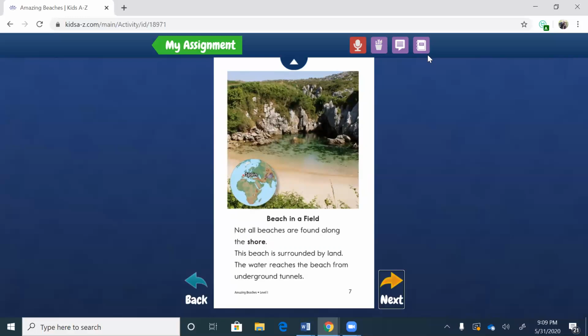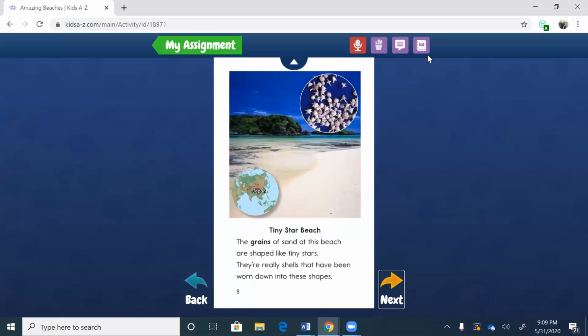Let's look at the picture and look at the world there. It says Spain. Beach in a field. Interesting. Not all beaches are found along the shore. This beach is surrounded by land. The water reaches the beach from underground tunnels. Wow, that's pretty cool.